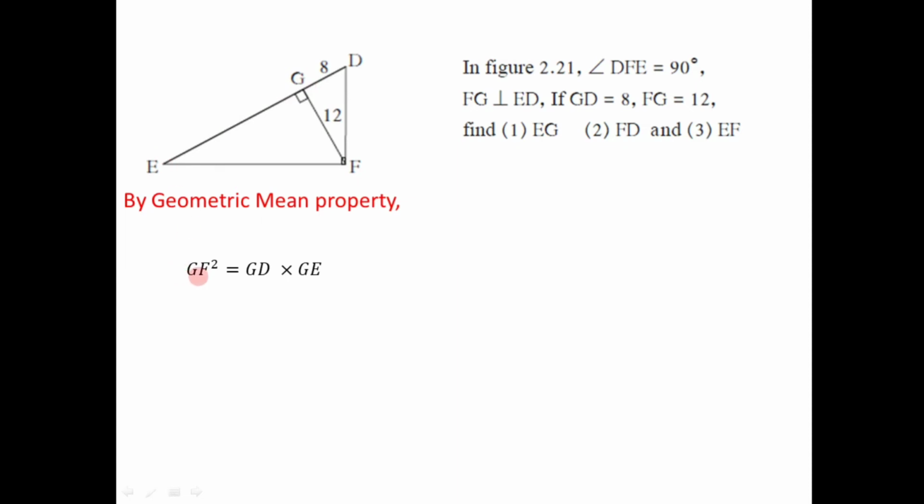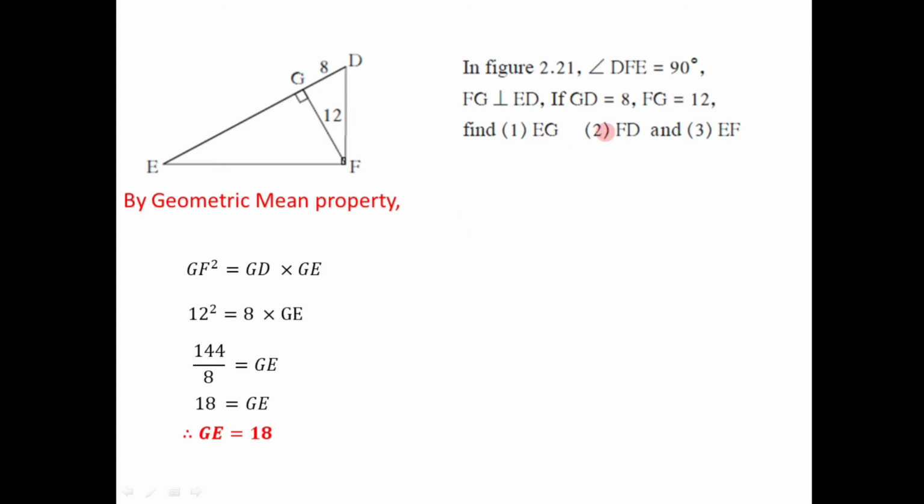So GF is given, that's 12. So 12 square is equal to GD, which is also given, that's 8, into GE. So 12 square is 144. If you take 8 to the left hand side, it will be in the denominator, so 144 divided by 8 is equal to GE. If we divide 144 by 8, we get 18 is equal to GE. That means the length of GE, that is nothing but EG, is 18 units.